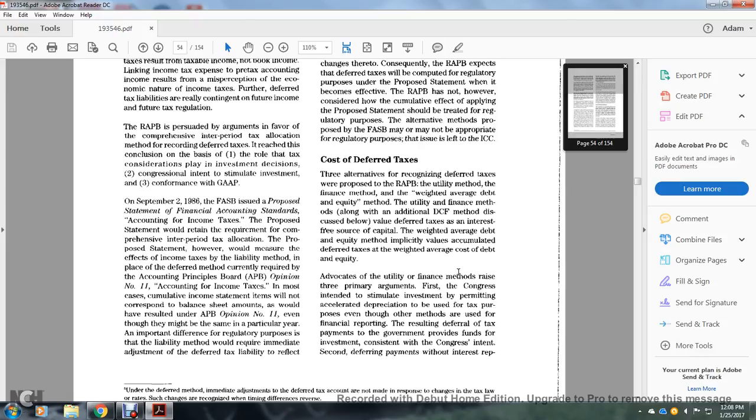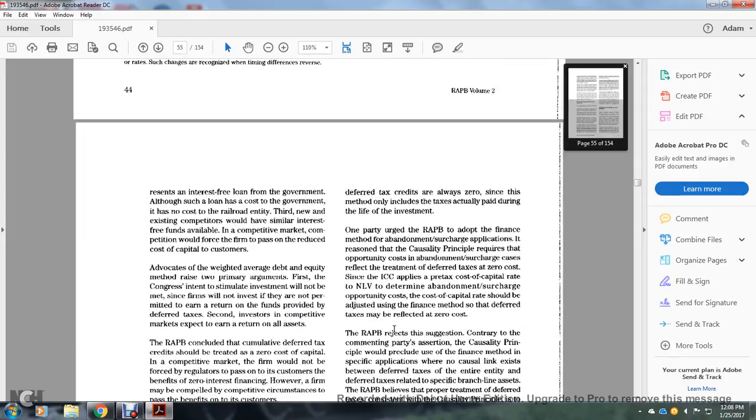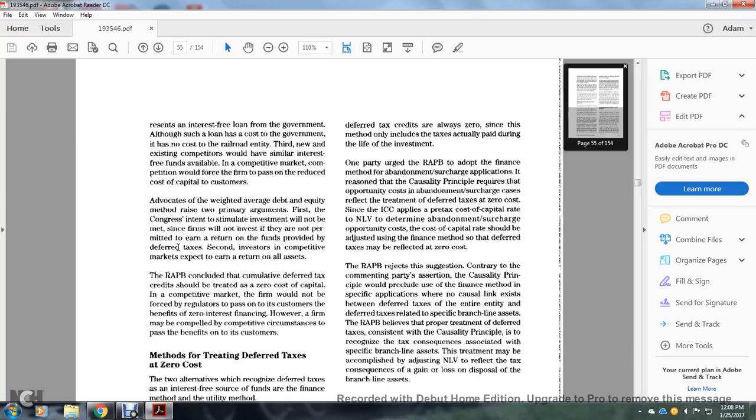Advocates of the utility financial method raise three primary arguments. First, Congress intended to stimulate investment, permitting accelerated depreciation to be used for tax purposes, even though a different method is used for financial reporting. The resulting deferral of tax payments the government provides for investment is consistent with Congress' intent. Second, deferring payments without interest represents an interest-free loan from the government, although such a loan costs the government and no cost to the railroad. Even if there are new competitors who would have no similar interest-free funds available, the competitive market would force the firm to pass on the reduced cost of capital to the customer.